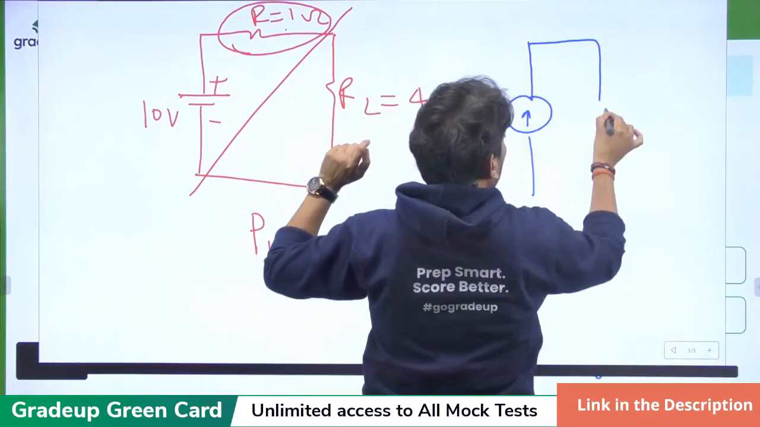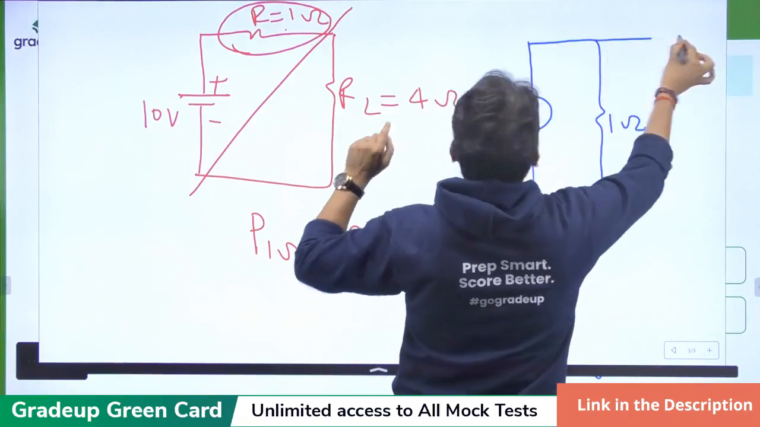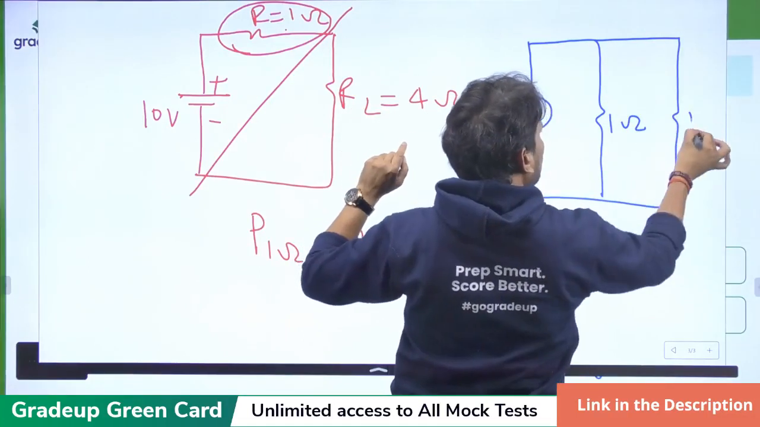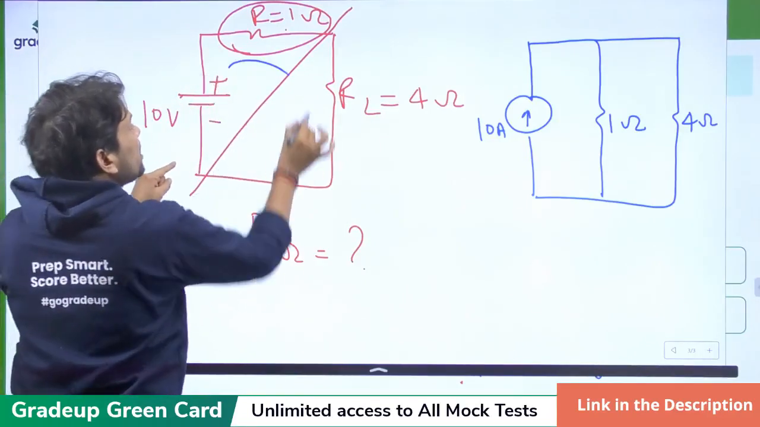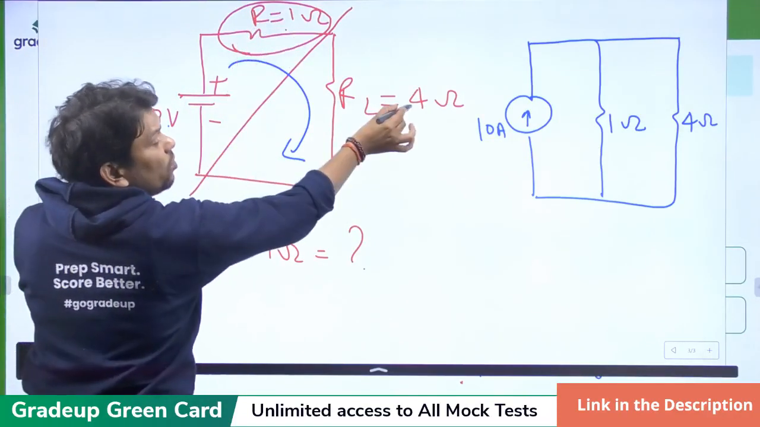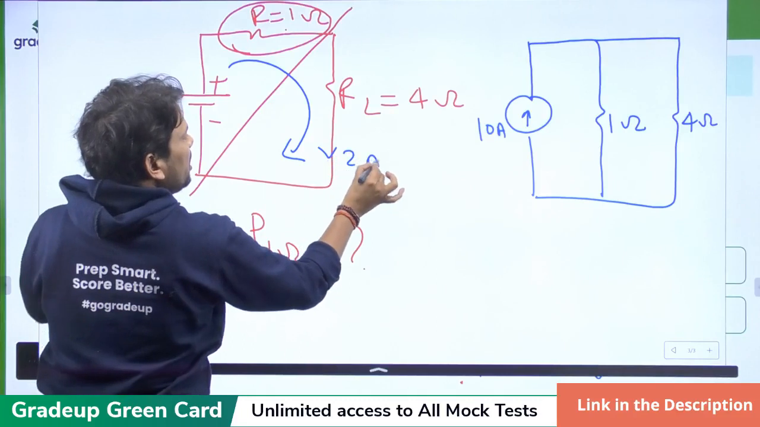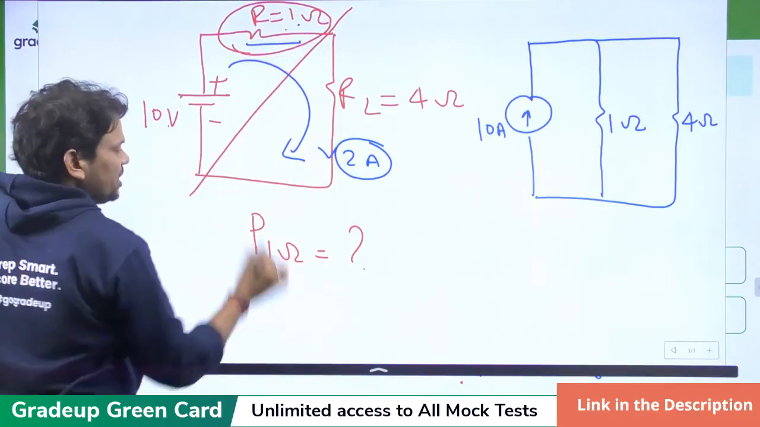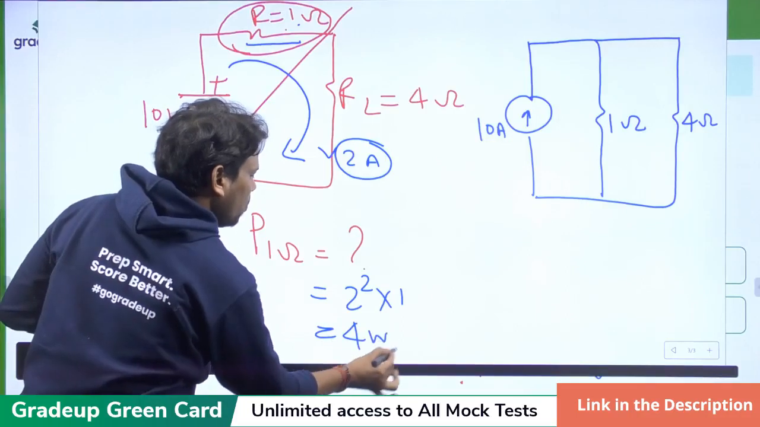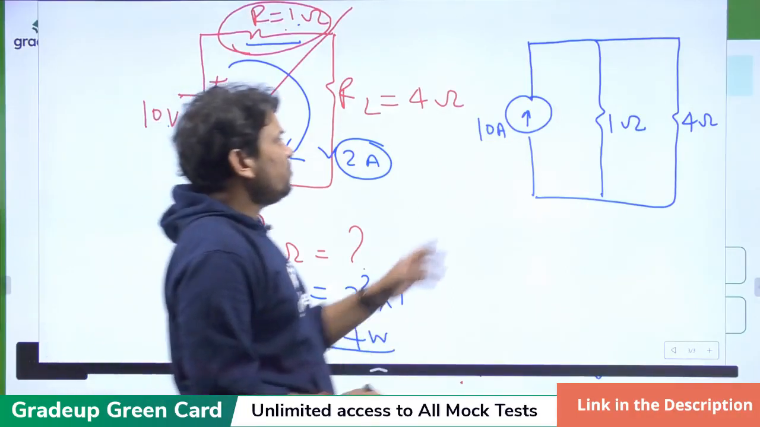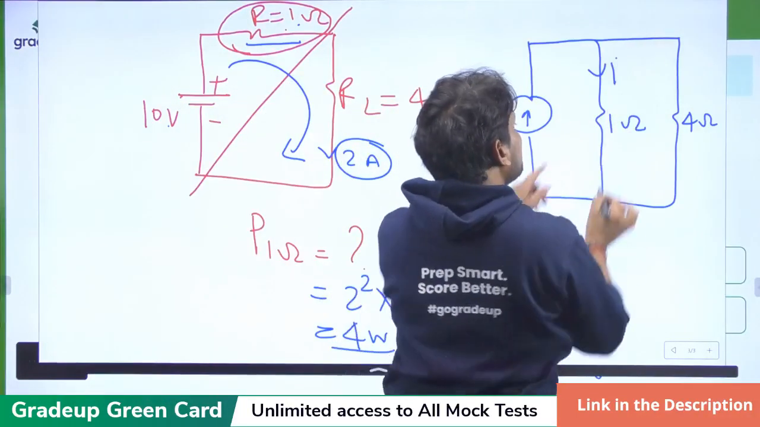This 1 ohm will come in parallel, and the rest of the resistance, 4 ohm, will be in the same location. Now here, how much current will flow through the 1 ohm? 10 by 1 plus 4, so 2 ampere. Now what will be the power loss in this resistance? It is nothing but 2 square into 1, how much? 4 watt.